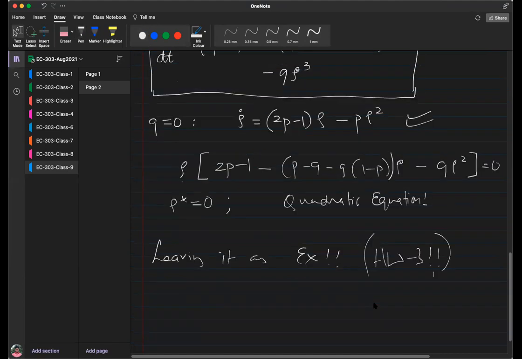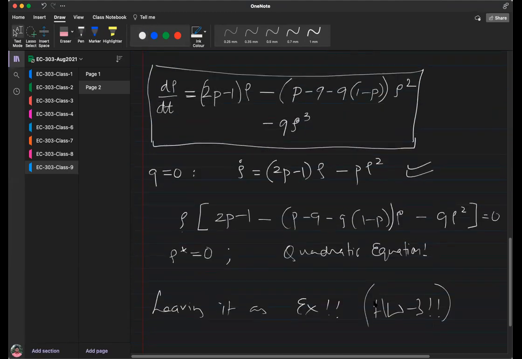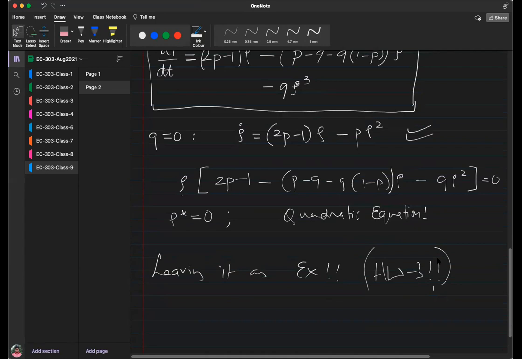Now intuitively, what do you expect? Do you think anything will change at all? In the q equal to 0 limit, how many roots do we have? We have only 2 roots: rho equal to 0 and the other one being p divided by 2p minus 1. Now we have 3 roots. What can happen when you have 3 roots? You have 3 population equilibria.